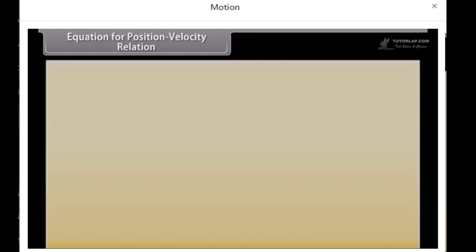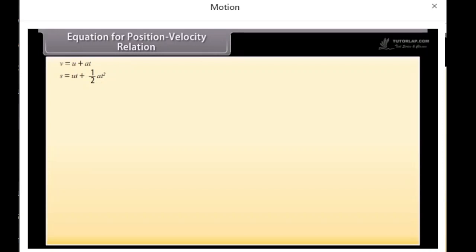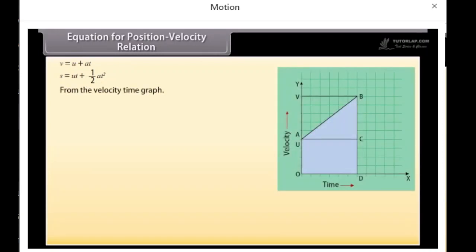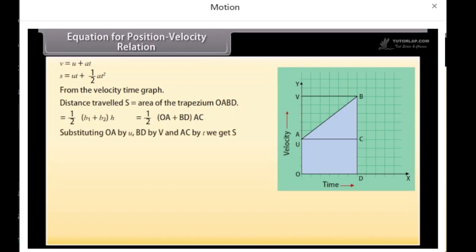Equation for position-velocity relation. The third equation will be obtained from these two equations. From the velocity-time graph, the distance traveled s is equal to the area of the trapezium OABD. This is 1 upon 2 into (B1 plus B2) into h, which is equal to 1 upon 2 into (OA plus BD) into AC. Substituting OA by u, BD by v, and AC by t, we get s is equal to 1 upon 2 into (u plus v) into t, equation 1.